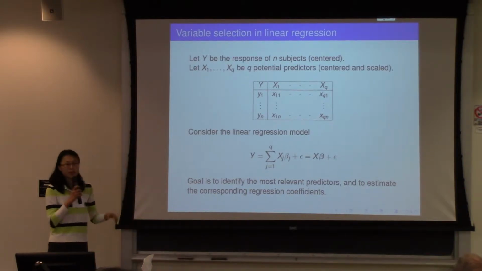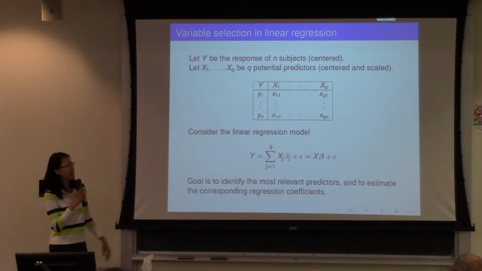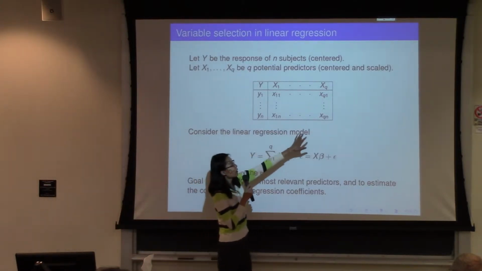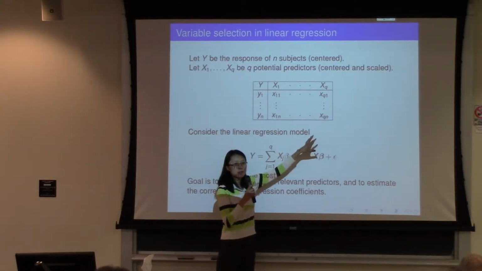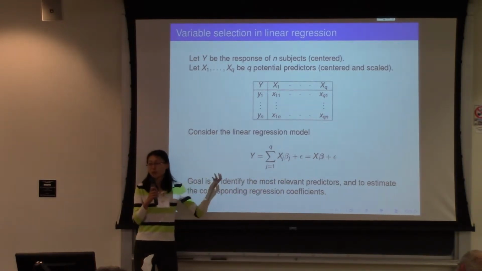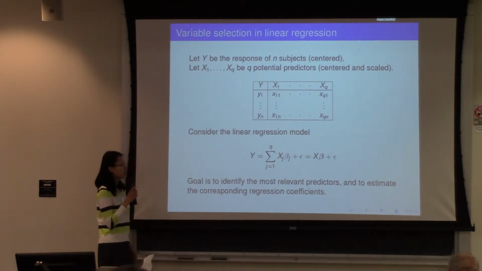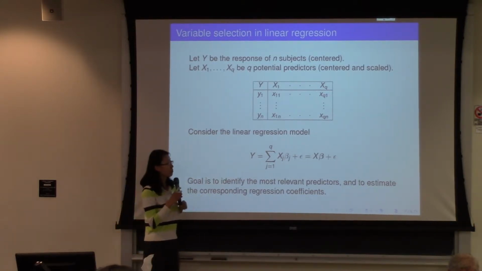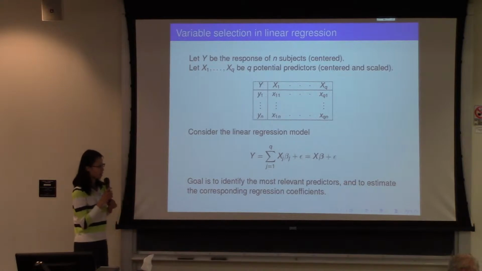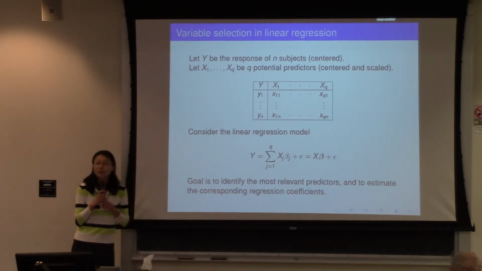Nowadays it's relatively inexpensive to collect data, and you might have a lot of columns here, not necessarily having in your mind that they should relate to your prediction. They're just there in your spreadsheet. So our goal here is to identify the most relevant predictors, and at the same time we want a useful model that could do prediction and estimation, so we want the corresponding regression coefficients estimated as well.